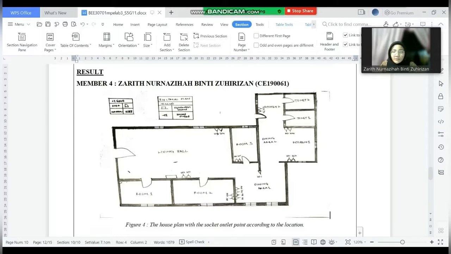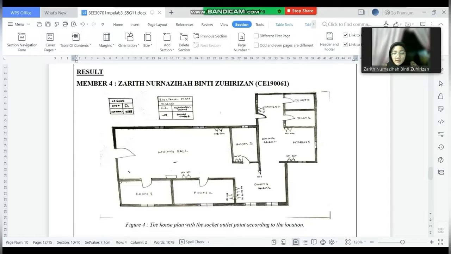In this experiment, students should be able to draw the house plan and draw the socket outlet points according to the location at home. Also, label all the socket outlet points on the house plan. So, based on the result, this is the house plan which I drew with the socket outlet points according to the locations in my house.